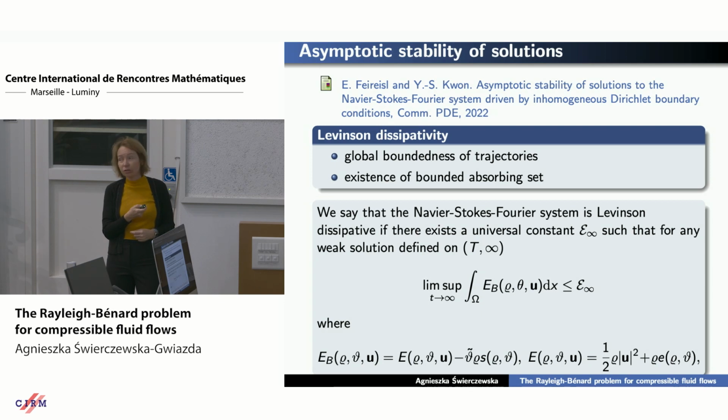Always when I mention Levinson dissipativity, I mean global boundedness of trajectories and existence of a bounded absorbing set. So to write it clearly, we say that the Navier-Stokes-Fourier system is Levinson dissipative if there exists a universal constant, I call it E infinity, such that for any weak solution, this quantity is bounded. And this E_B here is the ballistic energy, which is the standard energy minus the following term. This theta bar, I will remind you, is the extension of the boundary function to the whole set.